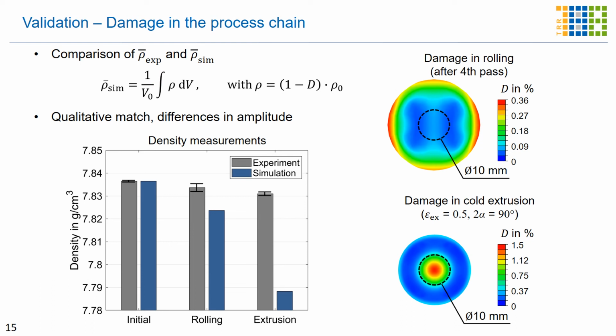When we compare the experimental results to the simulation, we see that the initial density is in perfect agreement. This is of course due to the fact that we set the initial density in the simulation to the one that we measured in the experiments. If we now go on to rolling and extrusion, we see that the density drops, both in experiment and in the simulation. So we can conclude that we have a qualitative match, but we have quite huge differences in the amplitudes.